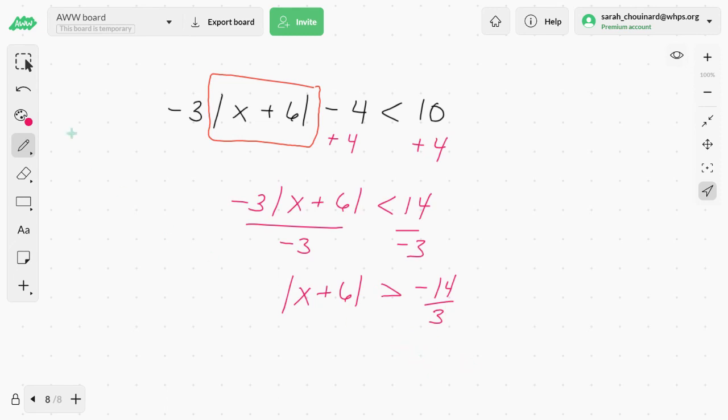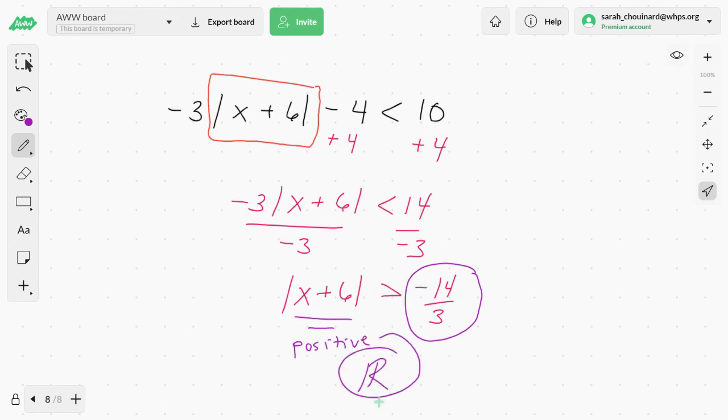because I can't simplify that fraction. So my brain sees that we have the absolute value and a negative number on the other side. So I need to think, is this true or false? Well, absolute value is positive. Is a positive greater than a negative? Yes, always. So this is an all real numbers answer.